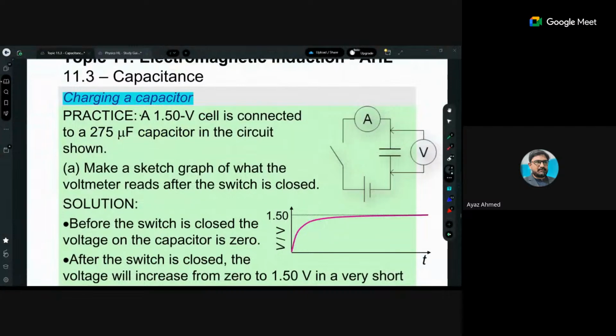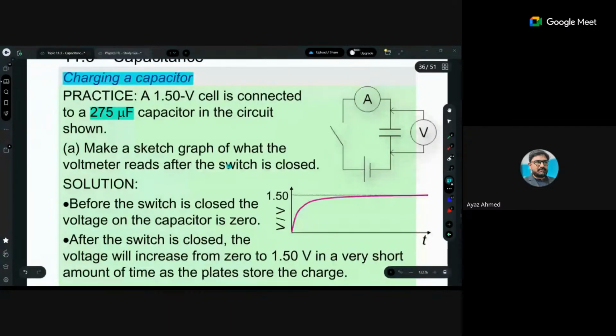So for example, if we have a 1.5 volt battery and it is connected to a capacitor, then initially it would give some voltage to the capacitor, and that is a 275 microfarad capacitor, and it would be fully charged after some time t. Before the switch is closed, check this one out, the switch is open, so there would be no voltage across the capacitor.